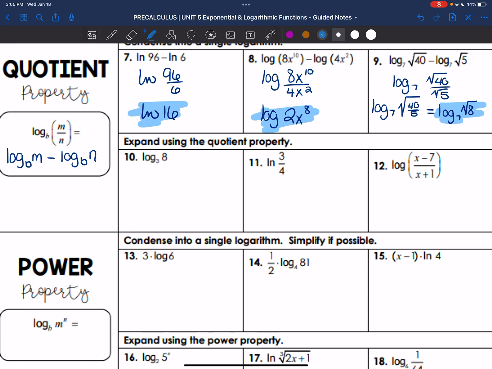And if we wanted to expand these out using our quotient property, I just want to focus here on problem 11. Right now we have a quotient, but if we wanted to expand this out, it would be the natural log of 3 minus the natural log of 4. I'm kind of working here in the reverse order. I'm going from this condensed to the more spread out. So if it is division, then that means we're going to subtract our logs.